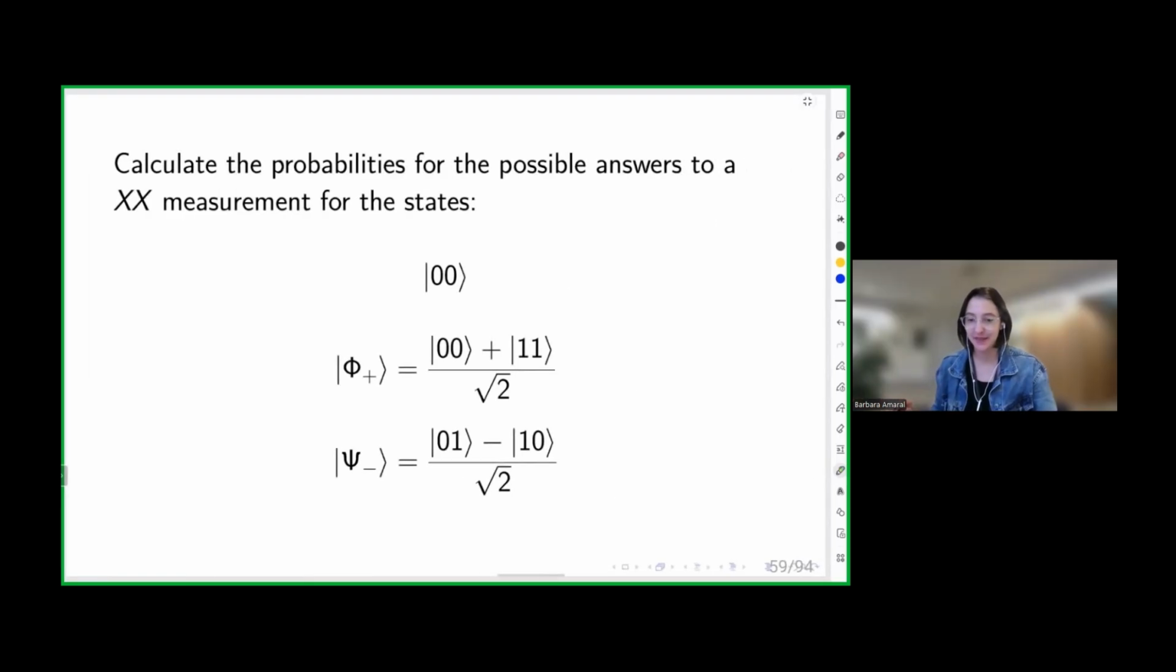Again, the same homework, same exercise, but now with the measurement XX. And here it is a bit more complicated, because we need to write the state in the correct basis first, or compute the projectors. I'll use the first option. So these two I'll leave as homework for you. And I'll do this one right now because this is more interesting.